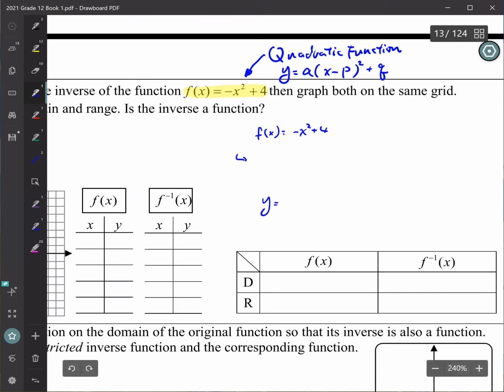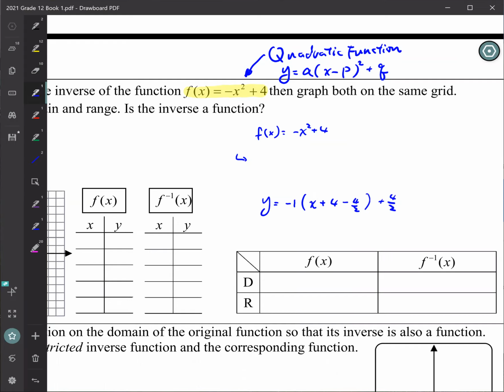So how do I write it? Y equals, what's the A? Negative 1. Okay, and then? I might be wrong, but I think it was x plus 4 and then minus 4 over 2. Oh, okay, minus 4 over 2, like that. I think so. And then? And then on the outside you have the plus or minus 4 over 2, I mean. Like this? Yeah, I don't remember exactly.